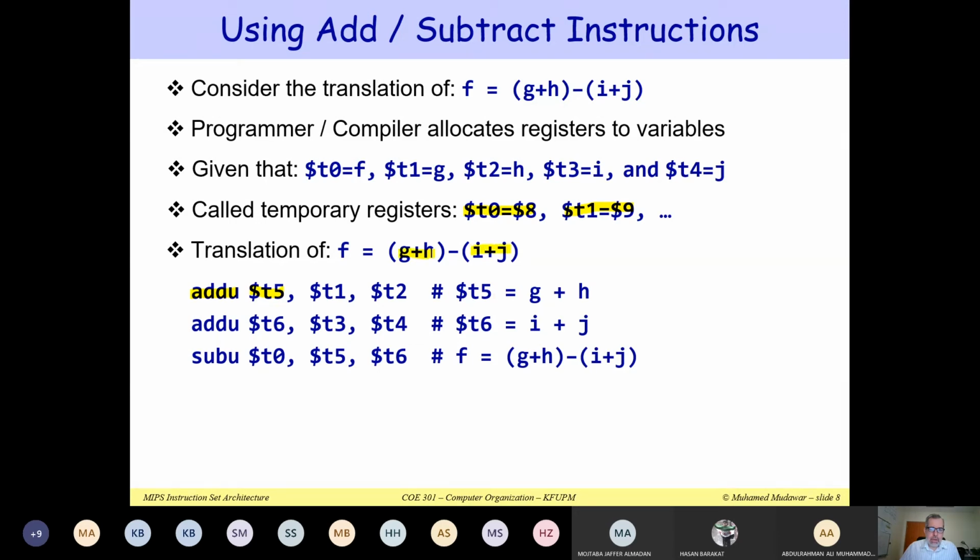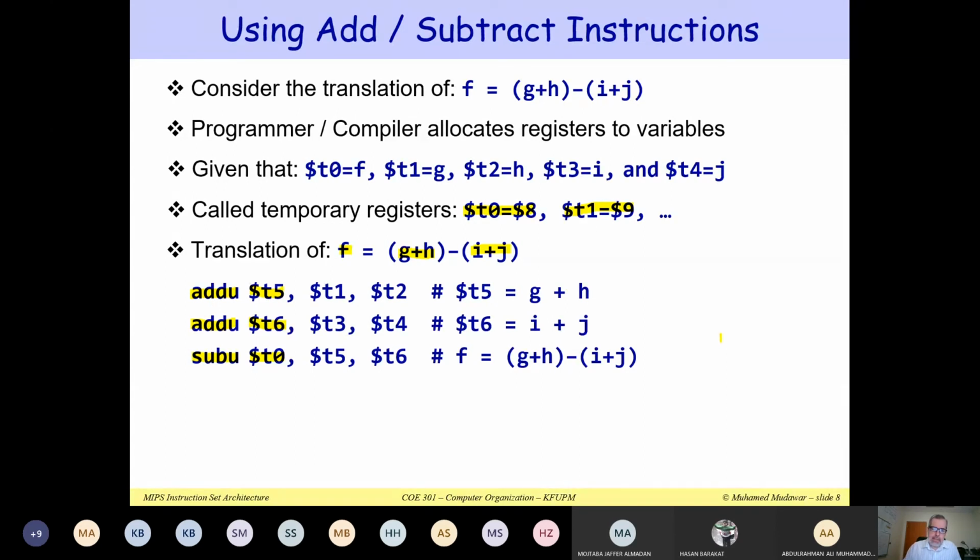So the first add is going to calculate g plus h. The second one is going to calculate i plus j. So we're going to add T3 plus T4, put the result in another temporary register, for example T6, and then we can subtract. Subtract T5 minus T6 and the final result will be in T0. And T0 is nothing but the register that we are using for the variable f. So two add instructions, one subtract, and this is the translation of the above expression. Notice that I'm using here addu and subu because I would like to ignore overflow.